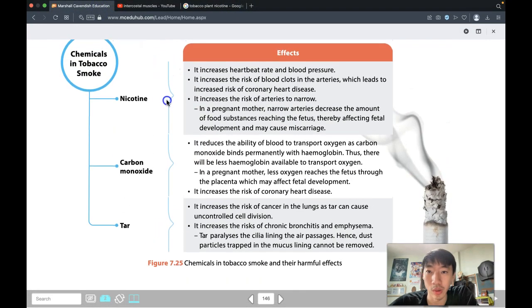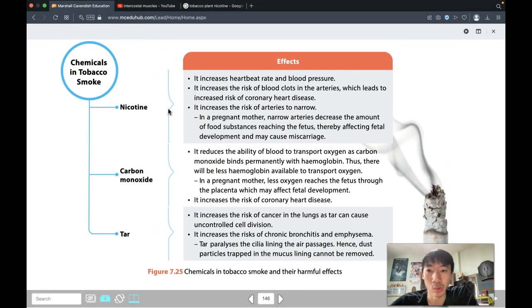Okay, so let's talk about nicotine. What does nicotine do to the body? Firstly, it increases the heartbeat rate and blood pressure. So when you smoke, you'll start to feel like, oh, the heart is beating faster and faster. And then your blood pressure increases also, because when you beat faster, your blood pressure also increases. It will also increase the risk of blood clots in the arteries, which will lead to an increased risk of coronary heart disease.